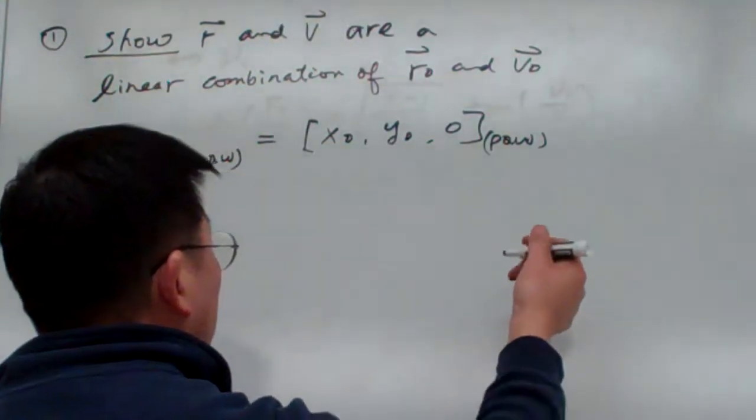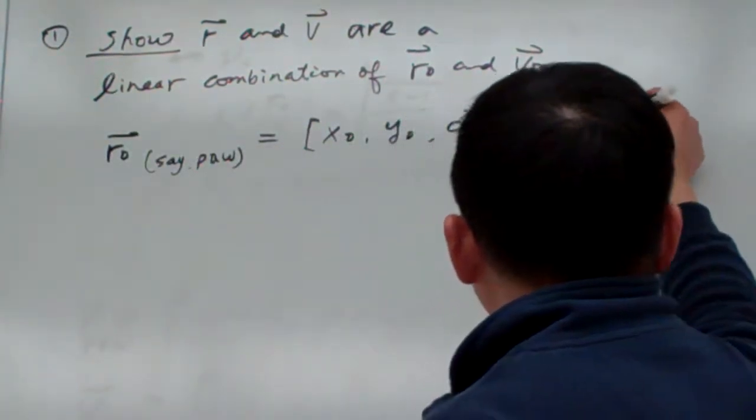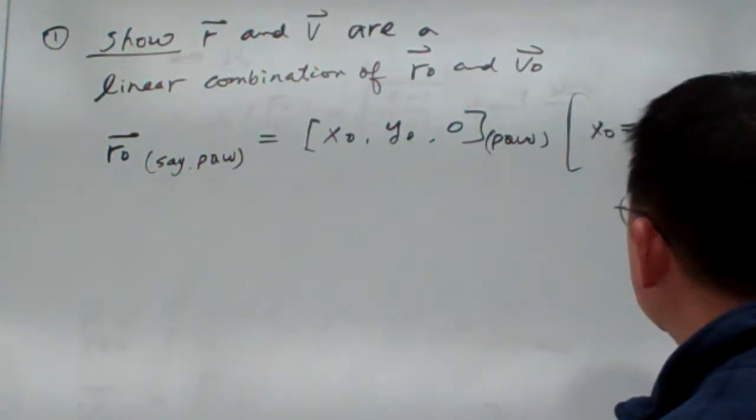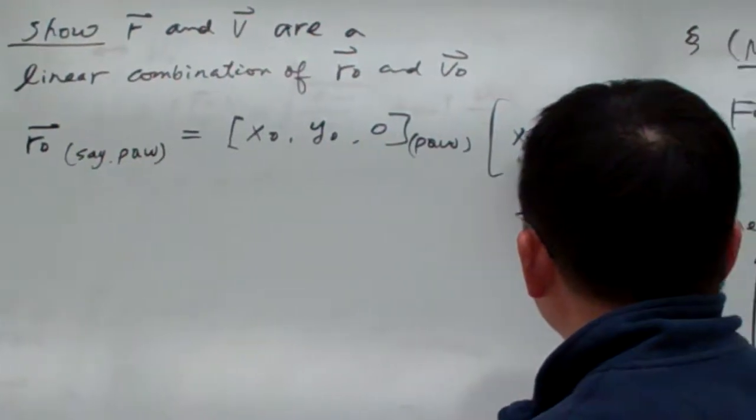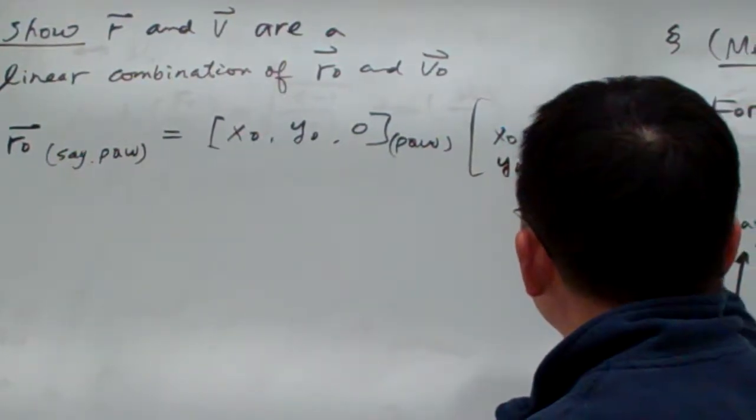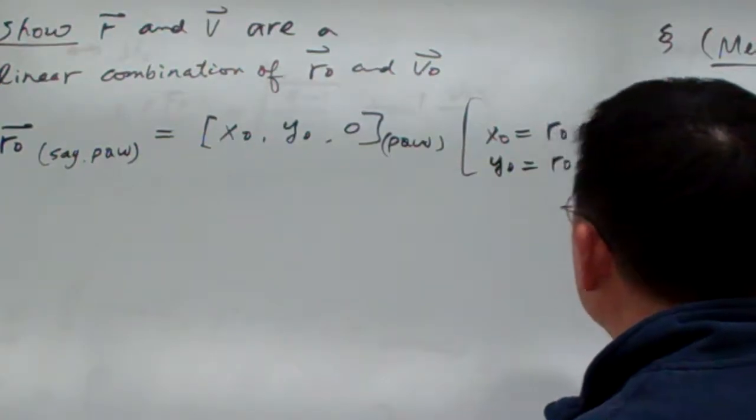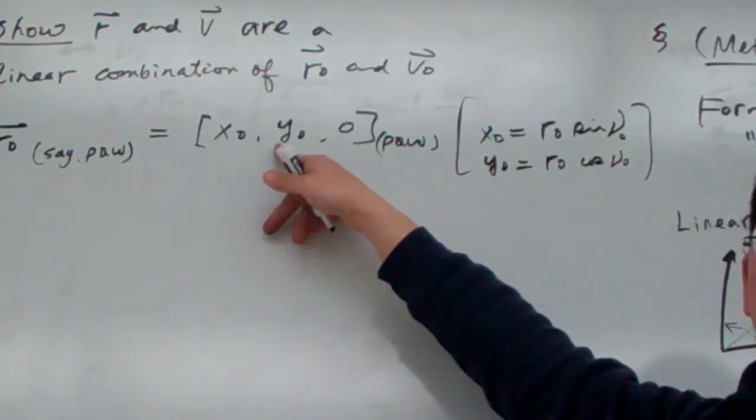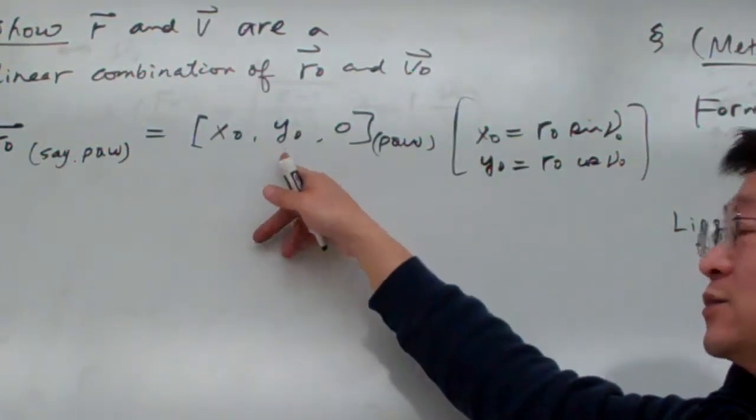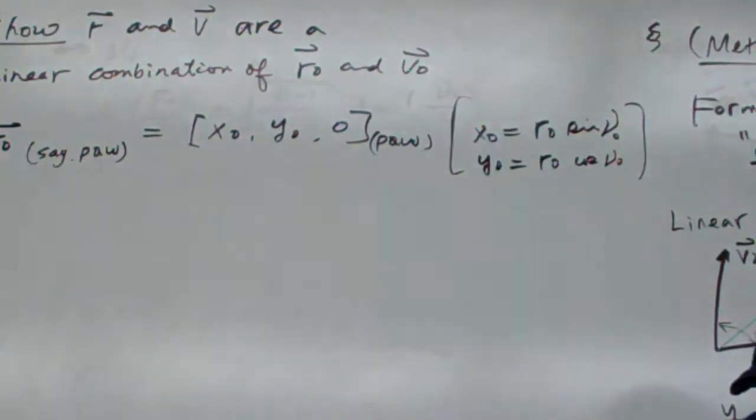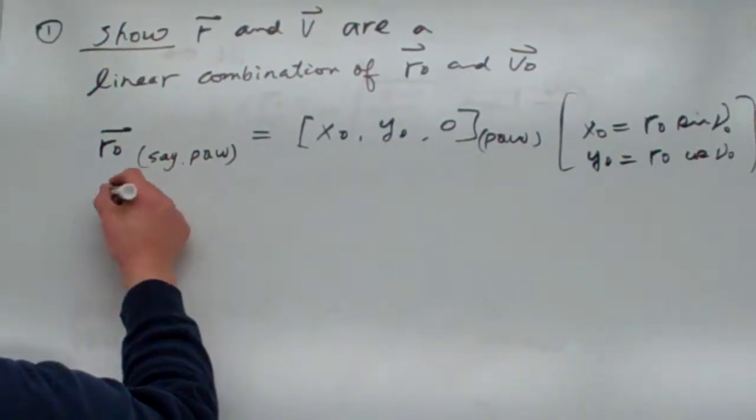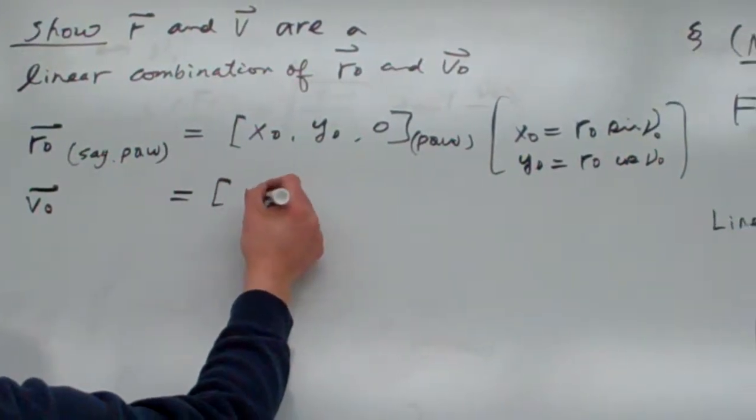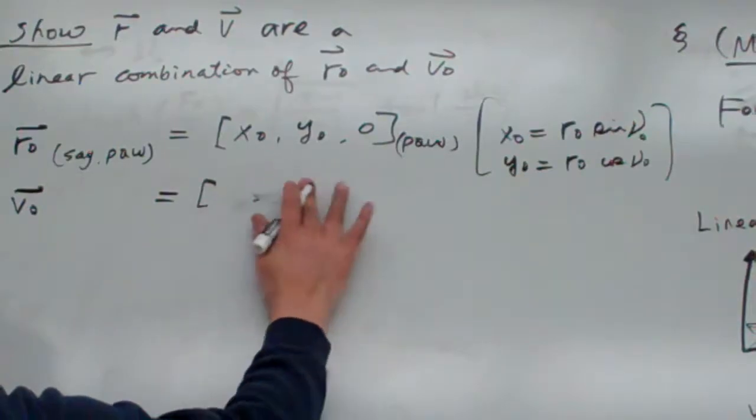Okay, and you know that basically x0 can be referred to as r0 times sine nu, and y0 equal to r0 times cosine nu. We can detail it in this way, but here let me just simply pick up the symbols for later easy writing. Okay, the same thing for V0, let me define V0 as x0 dot, y0 dot.